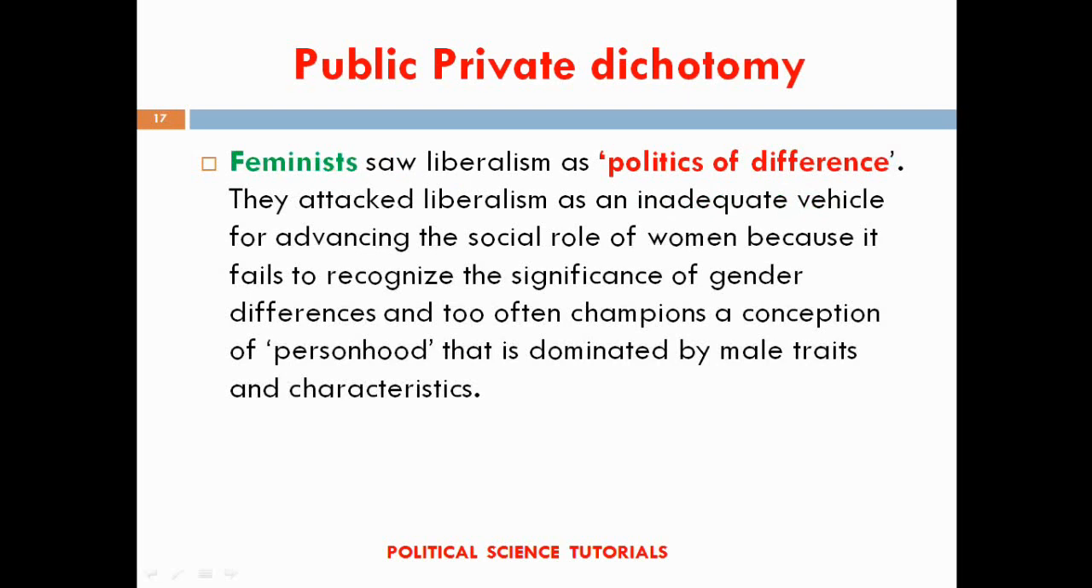Third common point is the public-private dichotomy. We know that the liberal theory demanded equality and justice for all. But feminists saw it as politics of difference. They attacked liberalism as an inadequate vehicle for advancing the social role of women because it fails to recognize the significance of gender differences. Liberals excluded women from the concept of equality and justice. Rather, they developed a conception of personhood that is dominated by male traits and characteristics.